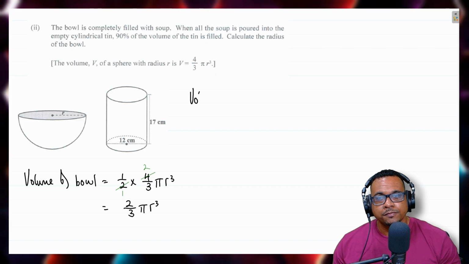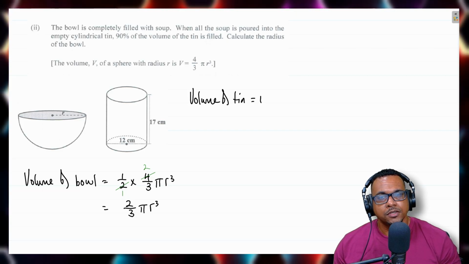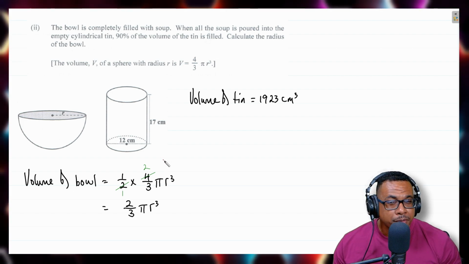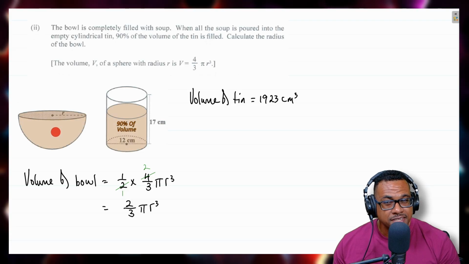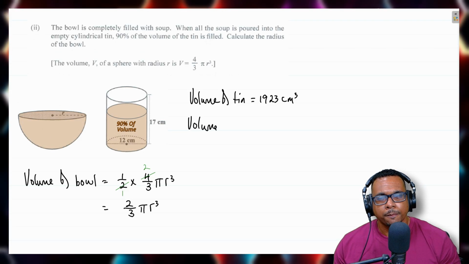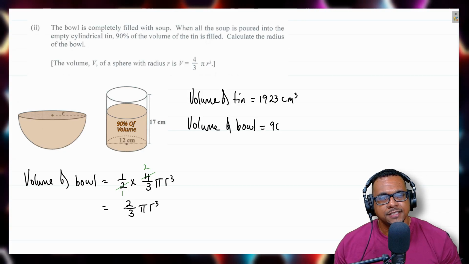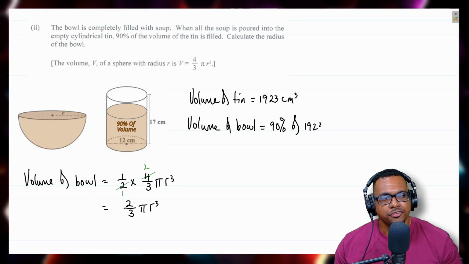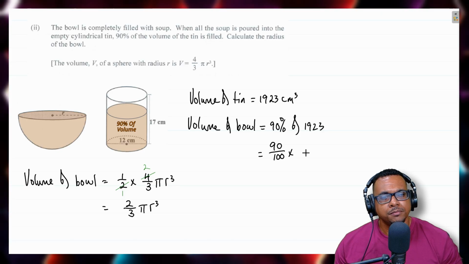So volume of tin is equal to the 1,923 cm cubed. And remember, the volume of the bowl is 90% of the volume of the tin. So volume of bowl is equal to 90% of 1,923. So that is 90 over 100 multiplied by 1,923 over 1.